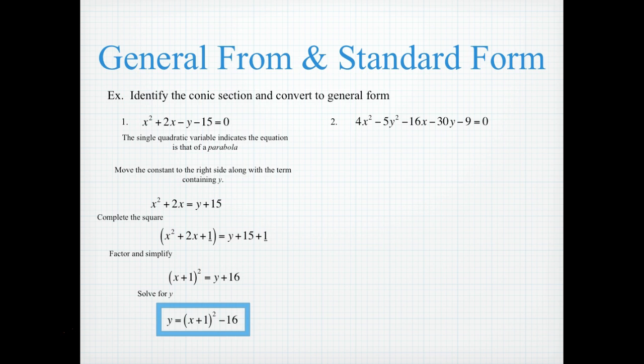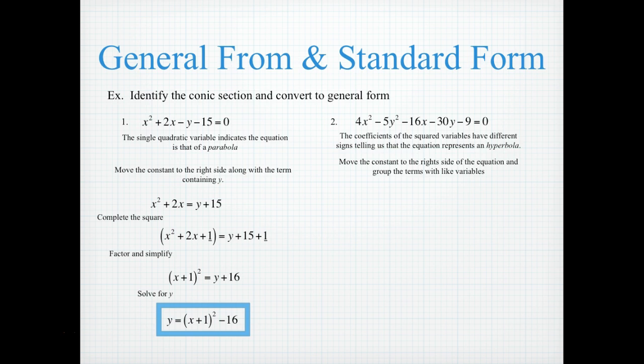Next, we have 4x to the second minus 5y squared minus 16x minus 30y minus 9 equals 0. So looking at 4x to the second and a -5y to the second, the values of a and b are opposites of each other, so I know what we're working with is a hyperbola.